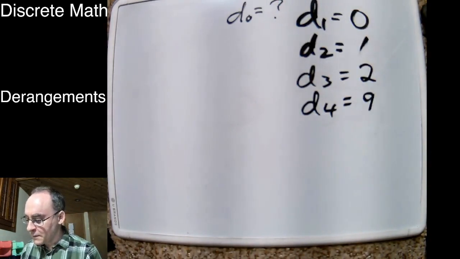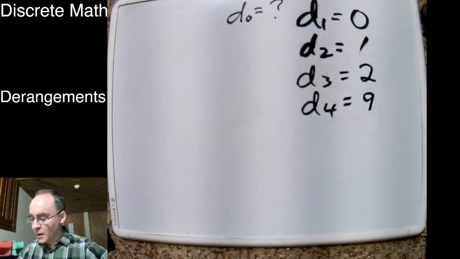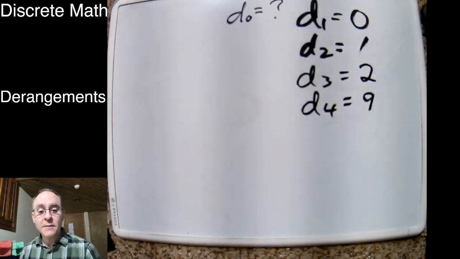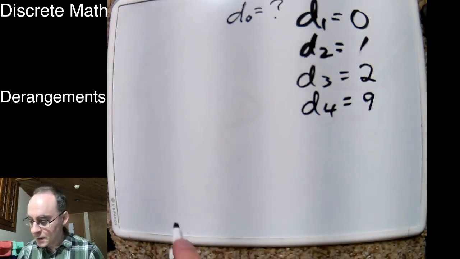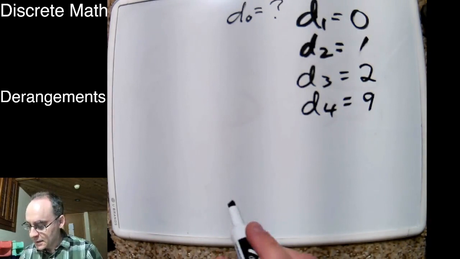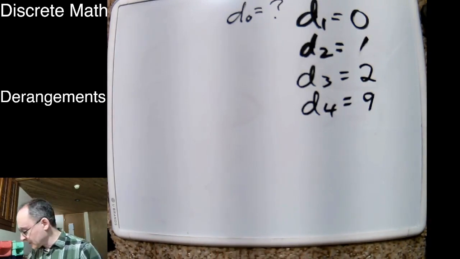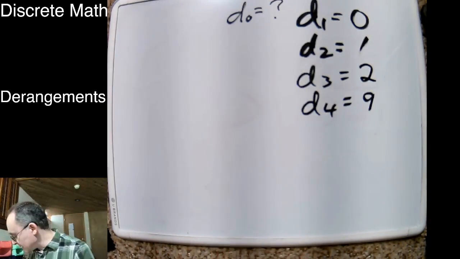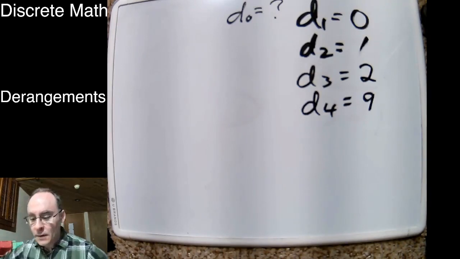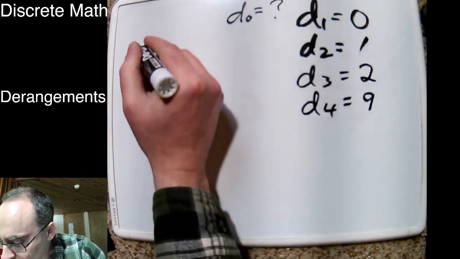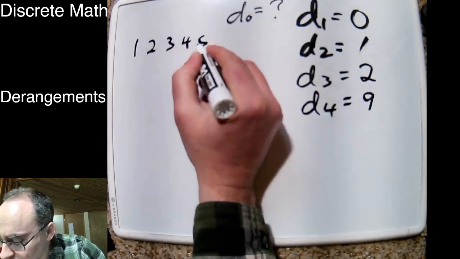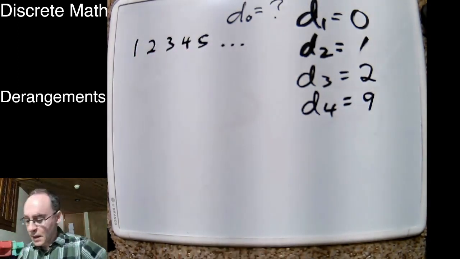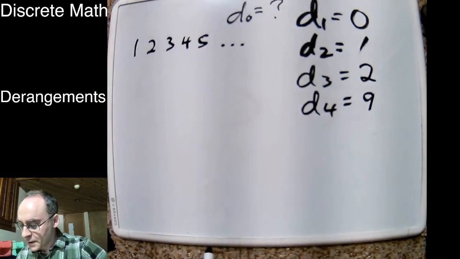But we want to see if we can find a way of writing the number of derangements of n objects, and especially it would be nice if we could find a way of writing it in terms of some previous value in the series. And so let's think in general about the possibilities and see if we can't come up with something. So in general, I'm just going to number the objects 1, 2, 3, 4, 5, and we'll just imagine keep going. And we're looking for derangements of that. So nothing can stay in the same place.